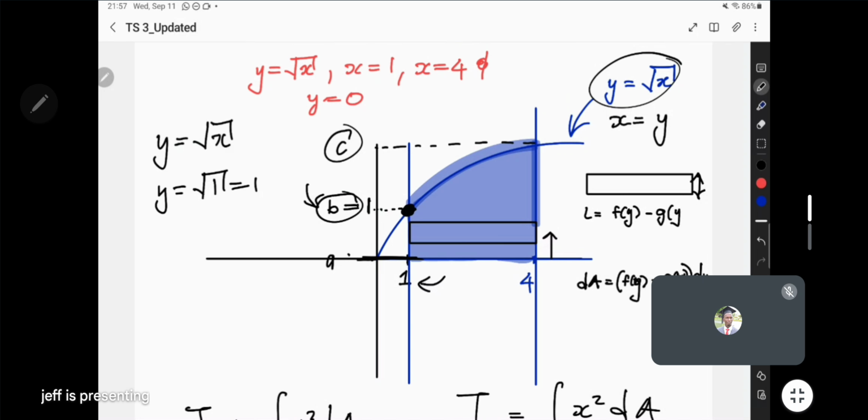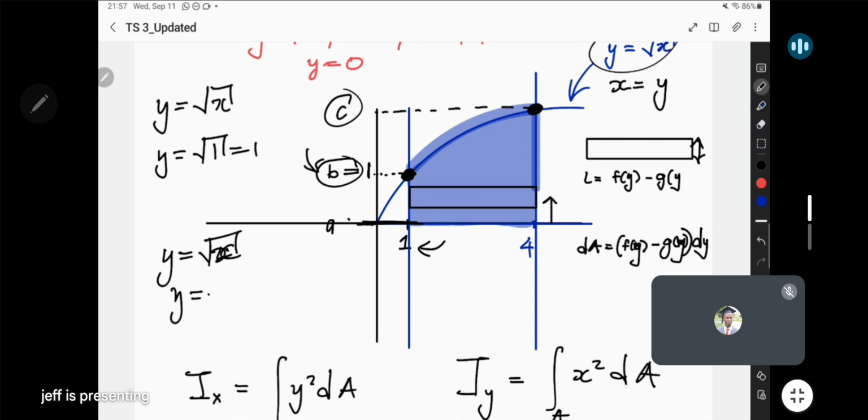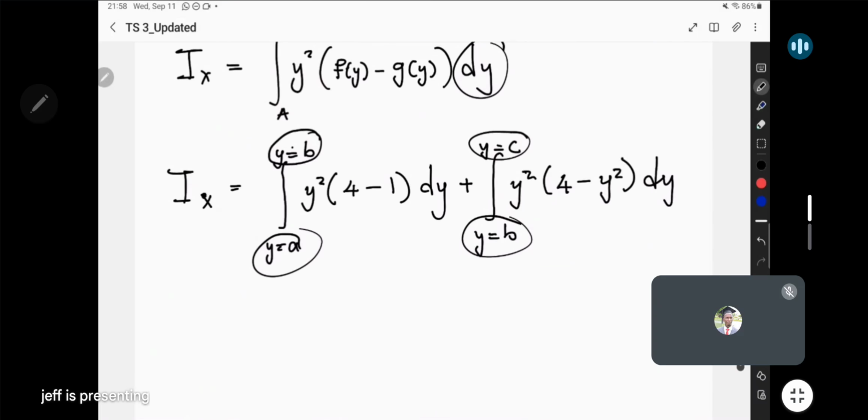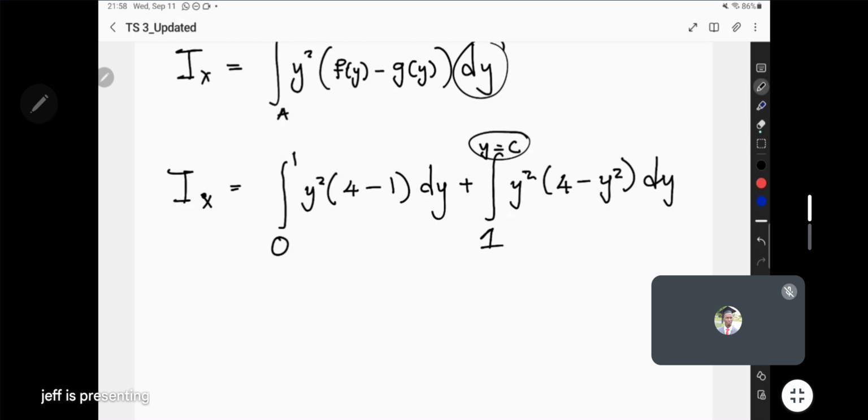How about c? c occurs here. The value of x here is 4. So again, I'll go to the curve, y is equal to root x. But when x is 4, this is now root 4, and this becomes 2. So obviously, this reduces to c is equal to 2, meaning that now our limits of integration are going to be from y is equal to 0 to y is equal to 1 at b. This is still b here, so I'll put 1 here, and then c goes to 2. And then this is done.